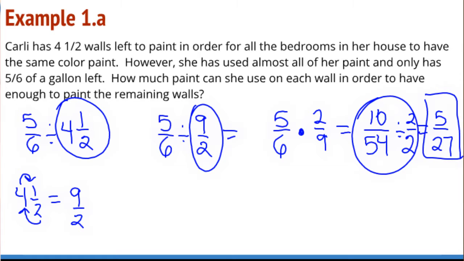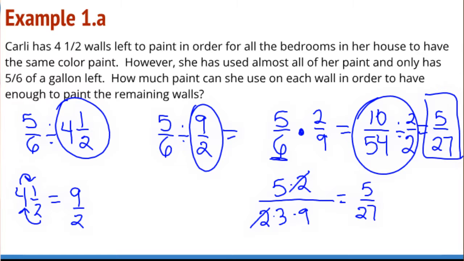Just a quick look at the multiplication section here. So I have 5 times 2, and I could break the 6 here. I could factor it out to be 2 times 3, and then I could have the 9, and the 2's will divide, and I would have 5/27. I call that simplifying before multiplying, but basically what we're doing is we're dividing out common factors.